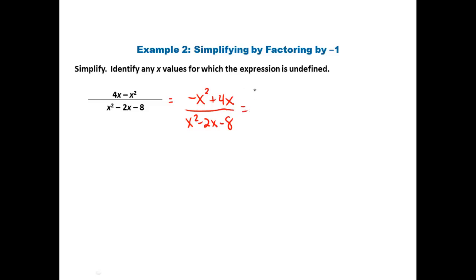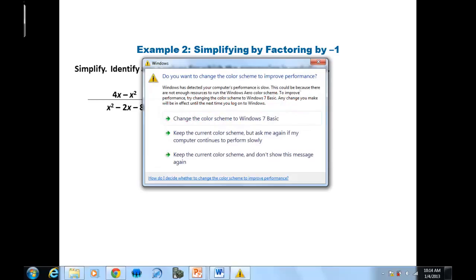In the numerator, you want to take out a negative x. If there's a negative with the highest degree term, you want to factor that negative out with it always. If we take out a negative x, we're left with x, and then a minus 4. Remember, anytime you factor, you can always check by redistributing what you took out. If we multiplied these two, we would get negative x squared. If we multiplied these two, we would get plus 4x. That's what we started with, so we are good.